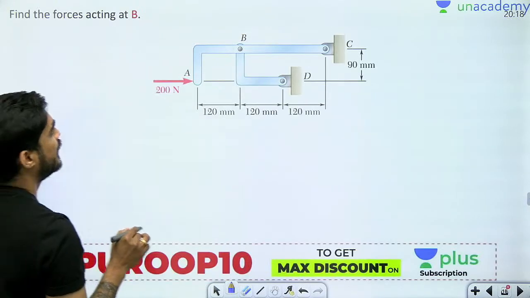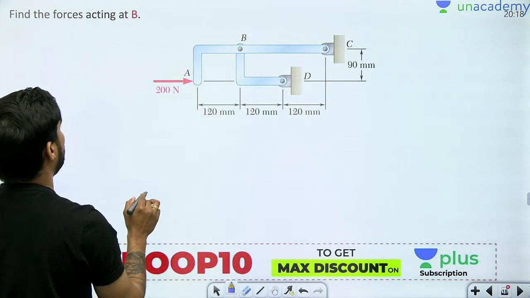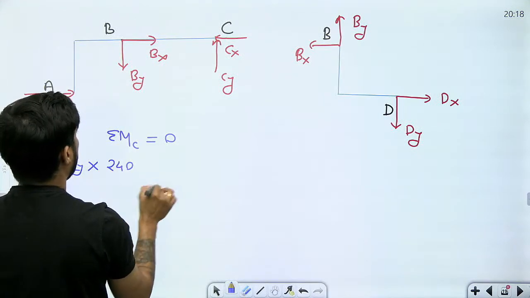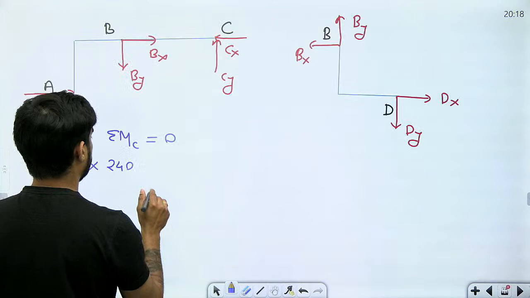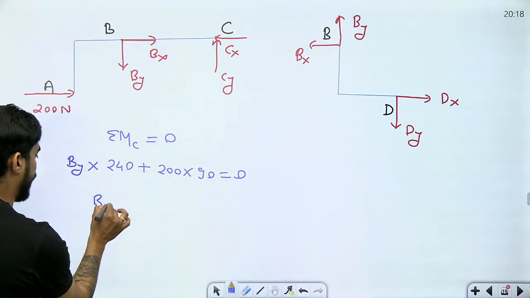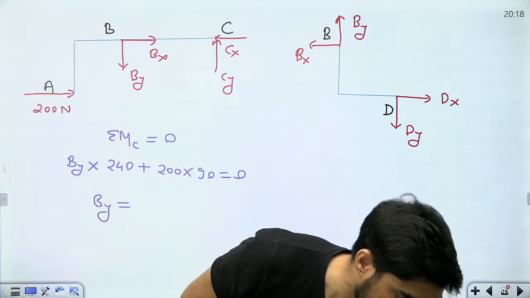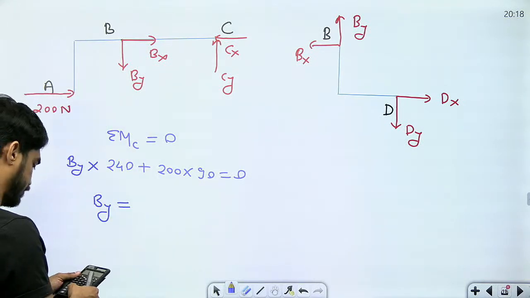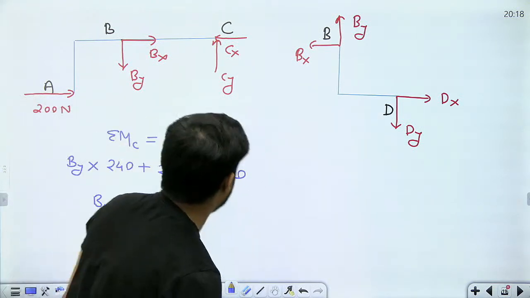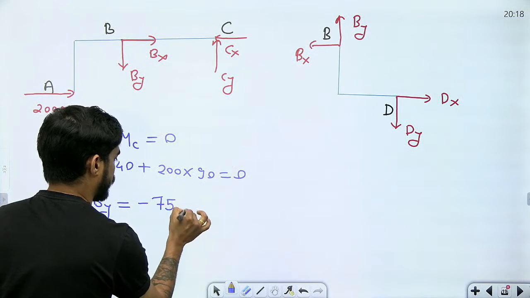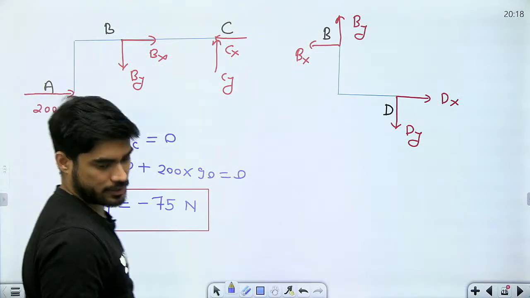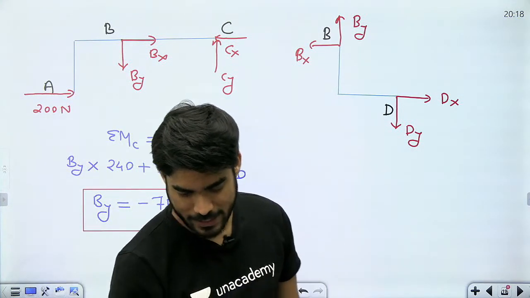So again my direction is wrong. 120 plus 120, ये डिस्टेंस तो हो गया 240. ओके. देन 200 का 90. तो आई हैव गॉट द वैल्यू ऑफ by. by कितना आ रहा है? 75 minus 75 Newton. So again my direction as usual is wrong. Yes, by 75. Very good.